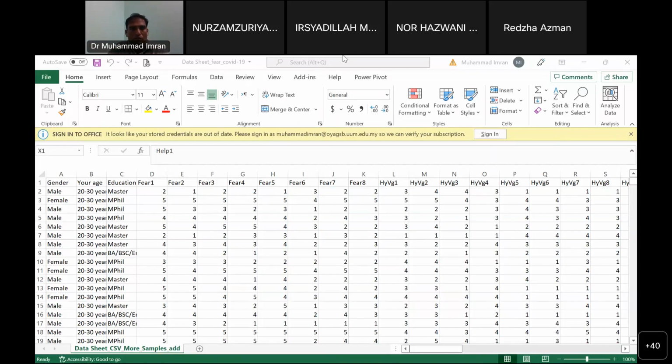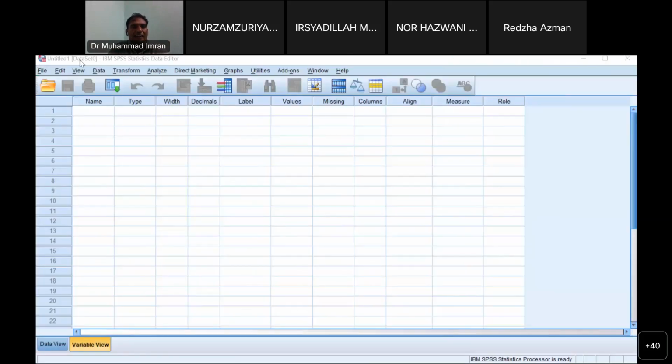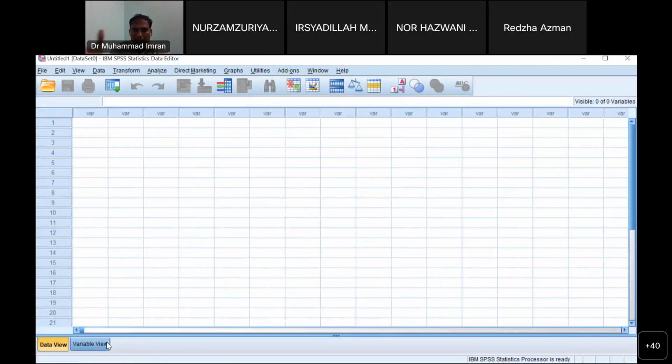See, I'm going to share this SPSS as well. Now you can see the platform of the SPSS. This is the SPSS software. Data view. No, I don't have anything because I didn't import.